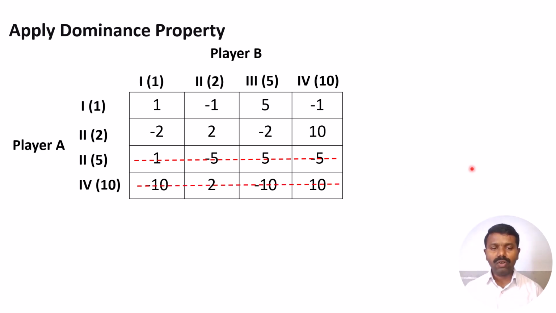So that means the fourth strategy can be eliminated. So now we will come to the columns. So now let us come to the first column. The 1, minus 1: 1 is dominating minus 1. Minus 2 is not dominating 2. So let us compare these two then.